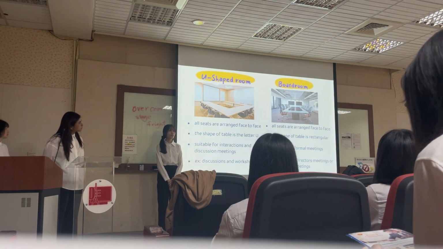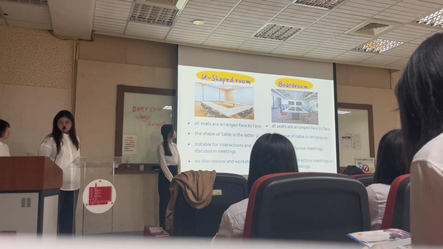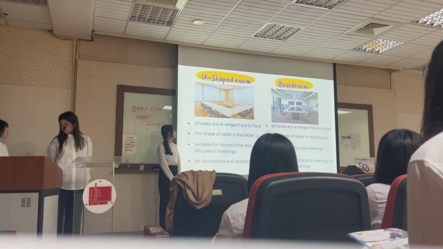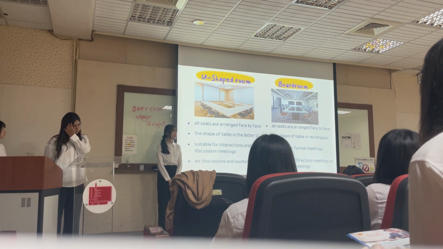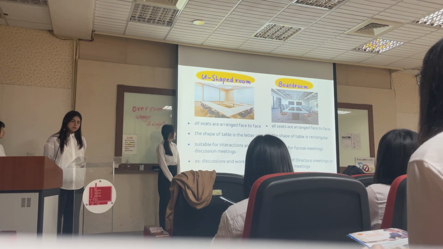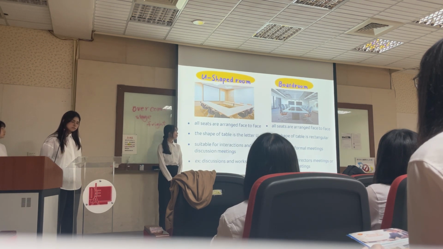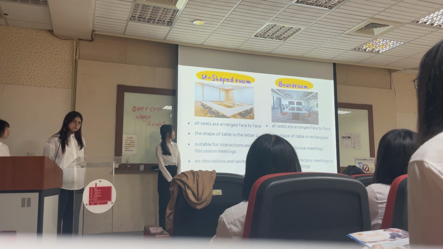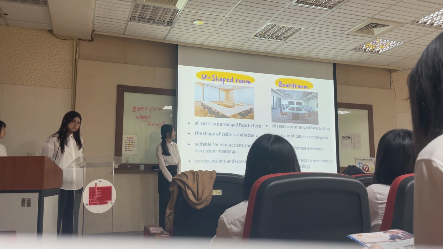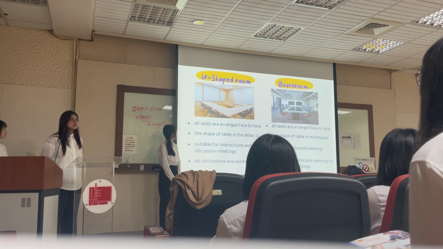Next, I will introduce U-shaped room and ballroom. The seats of U-shaped room and ballroom are face-to-face. The table of U-shaped room is in the shape of the letter U, and you can see a picture. The table of ballroom is rectangular.